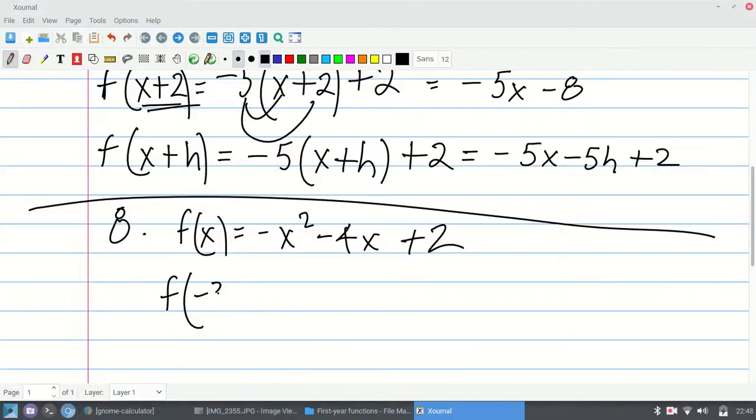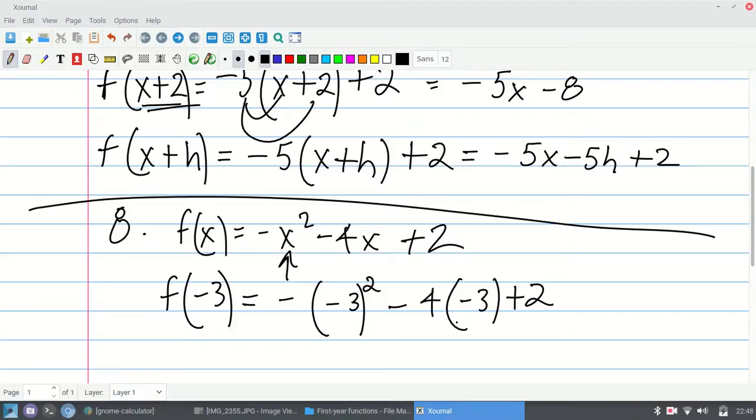So now everywhere I see an input, I plug in negative 3. It's telling me to square the input, multiply by negative 1, take away 4 times that input, and add 2. So always put brackets. You can't fail that way. Okay, that's what I have. The square of negative 3 is 9, so it's minus 9. Negative 4 times negative 3 is positive 12. Plus 2, this is 14. 14 minus 9 is 5. So that is that.